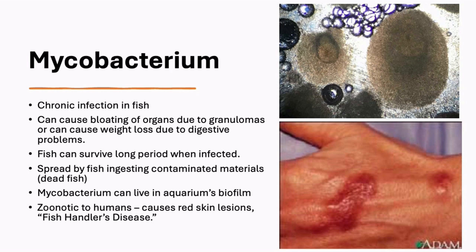The fish can survive for long periods of time, and then if they do die or are eaten by other fish, or the bacteria can even be released from the body into the aquarium and other fish can pick it up. So it can slowly spread among fish in an aquarium.